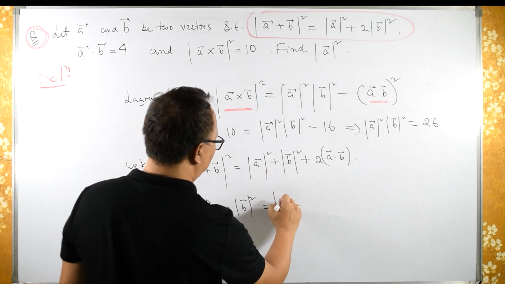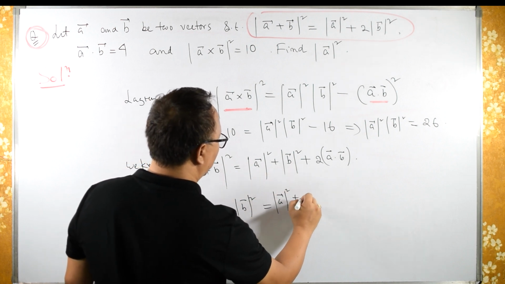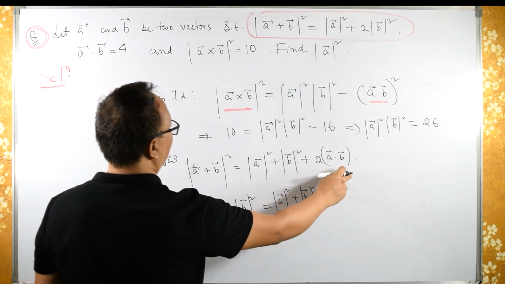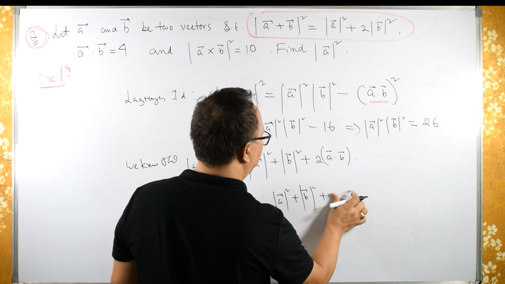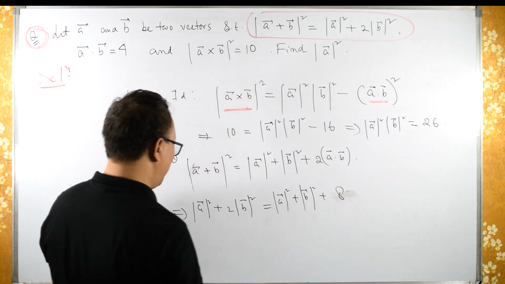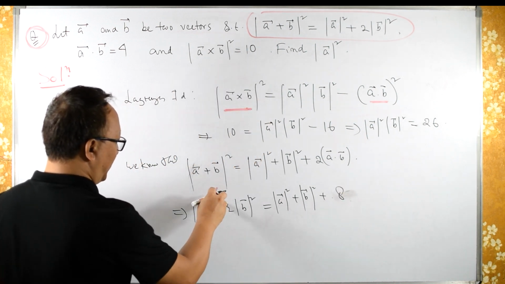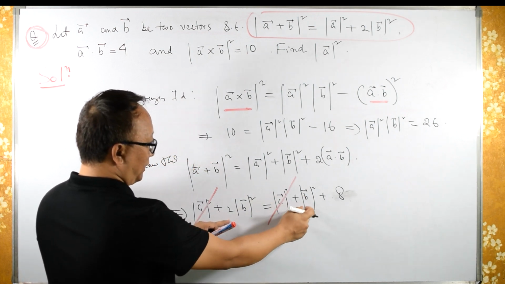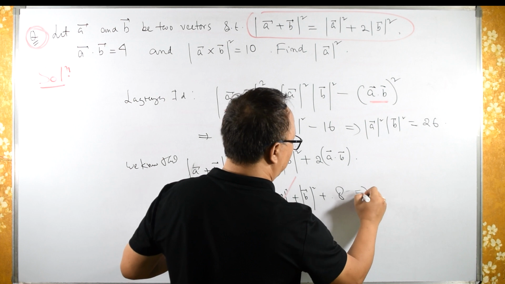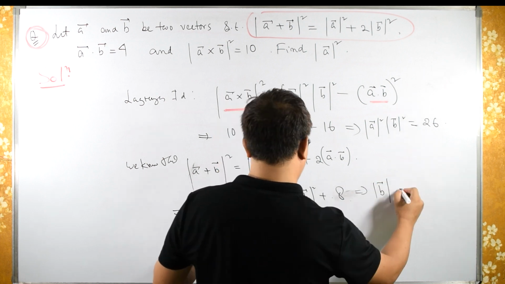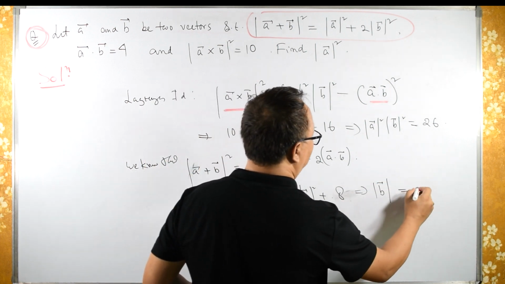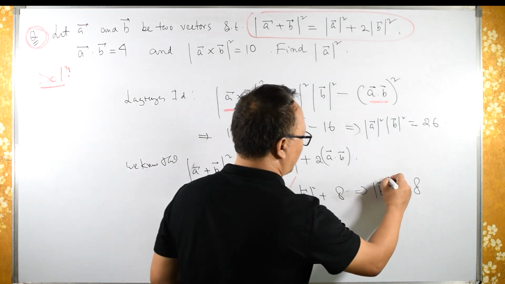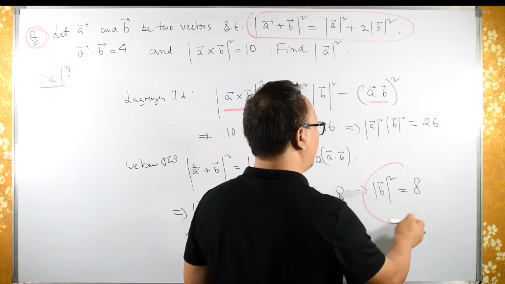Here, magnitude of A whole square plus magnitude of B whole square plus twice A dot B is what? 4. So 4 2s are 8. I can write 8 over here. So this term and this term get cancelled. So if I bring this side, I'll have magnitude of B the whole square is 8.